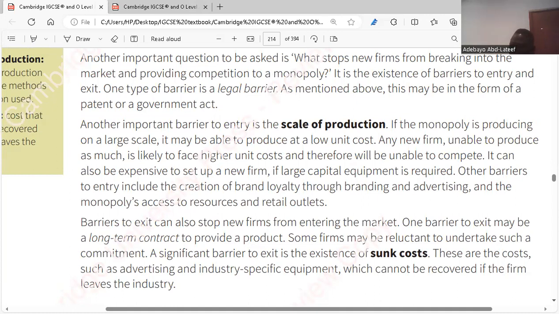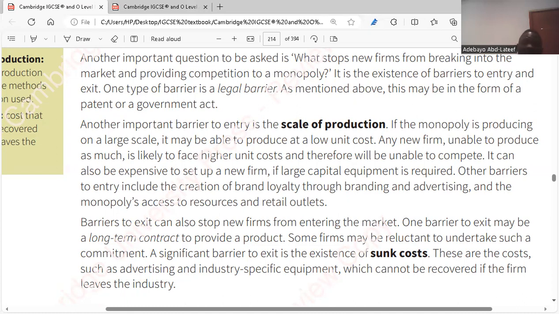As a firm operating as a monopoly, you are normally operating on a large scale. Yes or no? Yes. Because you are operating on a larger scale, you would have enjoyed all the internal economies of scale within that industry, isn't it? Yes. As a result, a new firm coming in will not be able to operate on as large a scale as you are operating. So a new firm coming in will witness high cost of production, which would not allow such a business to sell at a lower price to compete with you.